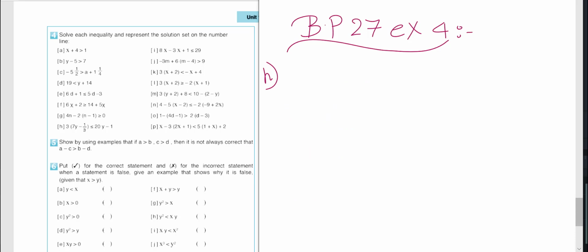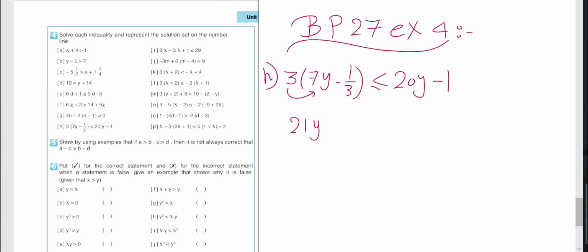Okay, letter h says here: 3 times (7y minus 1/3) less than or equal 20y minus 1. Firstly, multiply 3 into the brackets. Here 3 times 7y is 21y, 3 times negative a third is negative 1, less than or equal 20y minus 1. After that, here I have 21y and on the other side 20y.